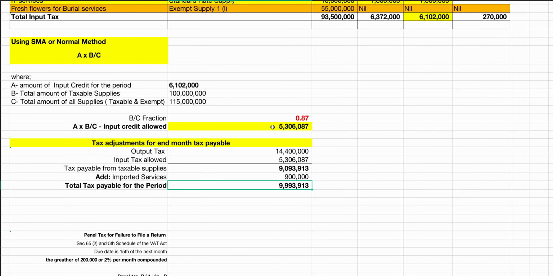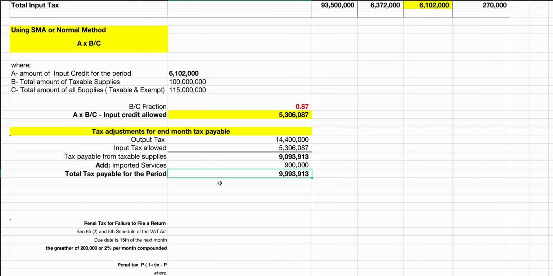So that is it basically when it comes to the SMA or normal method of apportionment. In case of any questions, please comment in the section below. I'll try to respond to them as much as I can.